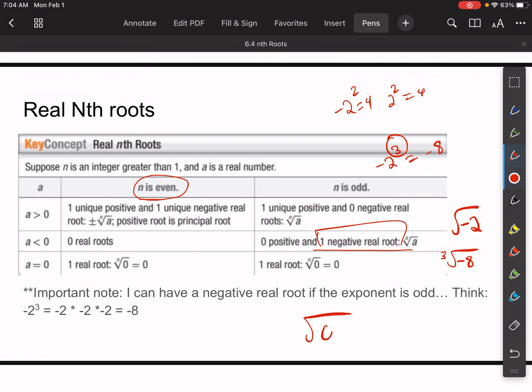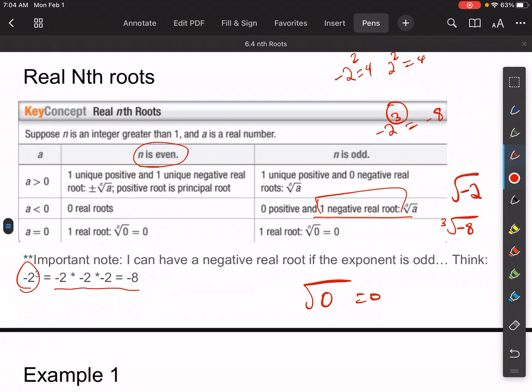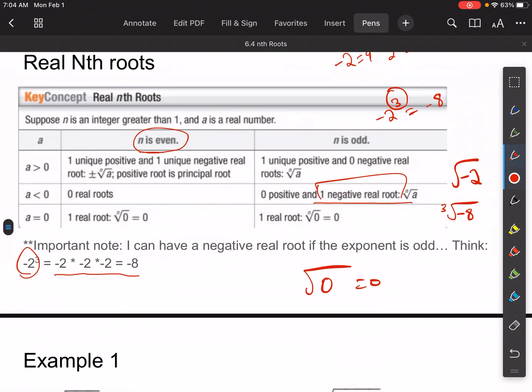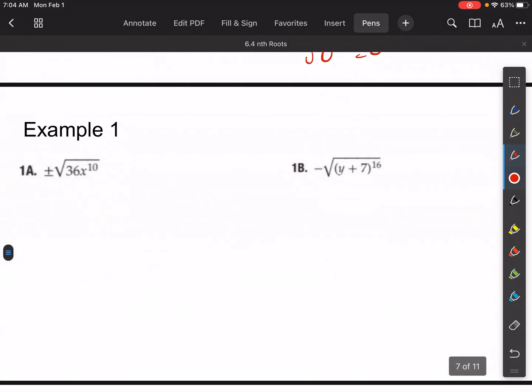Okay, what happens if a is equal to 0? So what happens if I have a 0 in here? If there's 0 in there, then I'm always going to get 0 out, no matter what the even or odd power of that thing is. Okay, important note, I can have a negative real root if the exponent is odd. Think, negative 2 to the third. This is equal to negative 2 times negative 2 times negative 2, which is negative 8. Right, so we're just thinking about things a little bit backwards from what we have before.